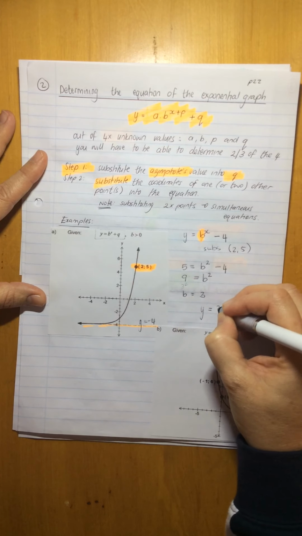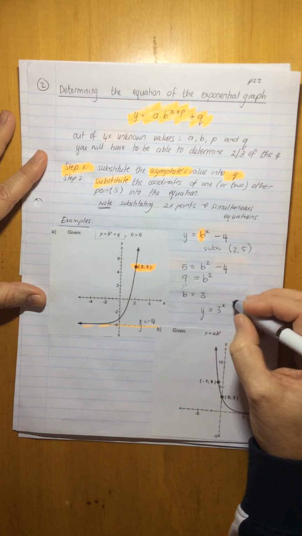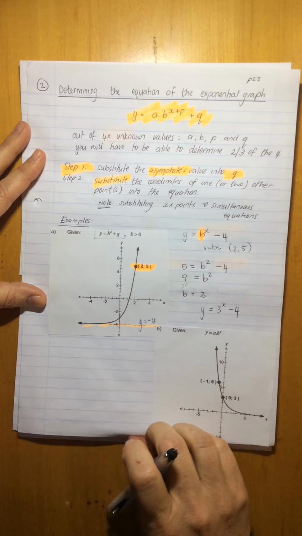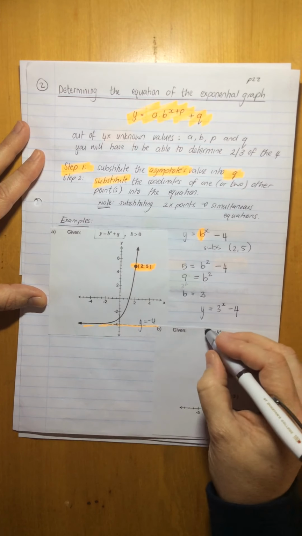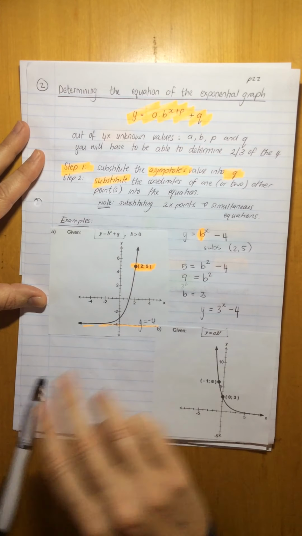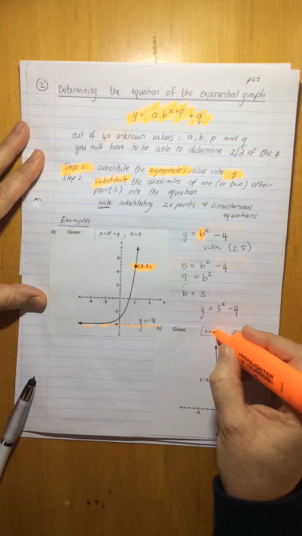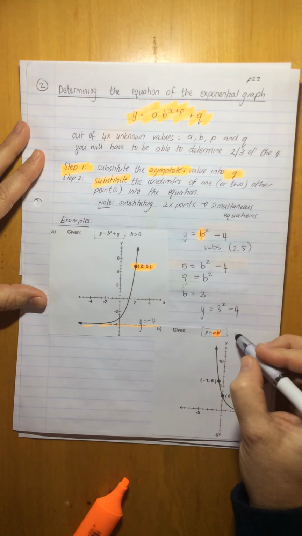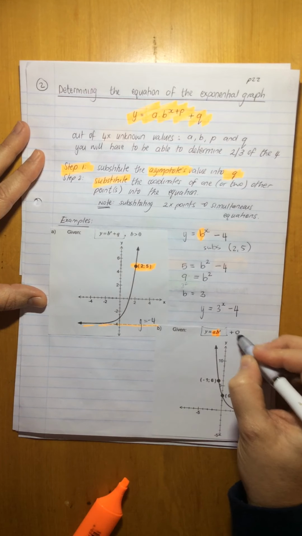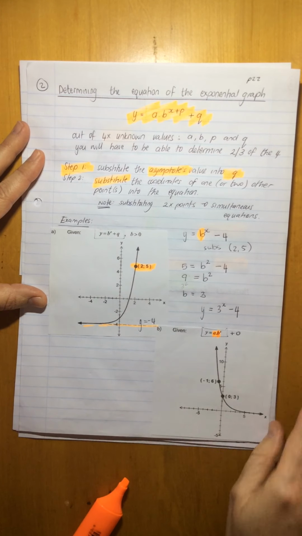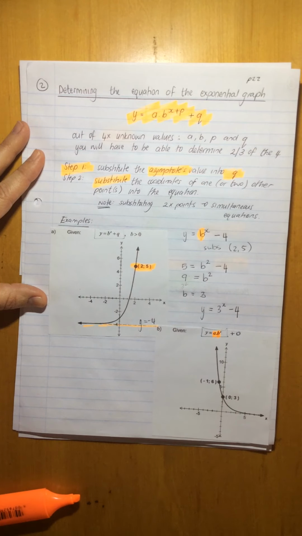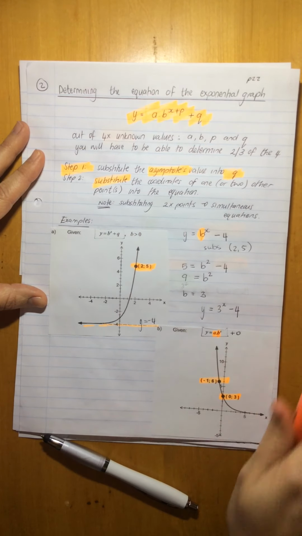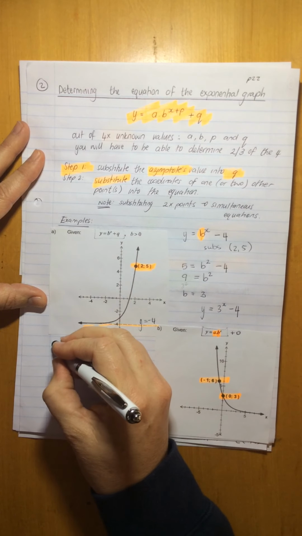So the equation for this function is y equals 3 to the power of x minus 4. Very straightforward and easy. If I look at the next one, I have an a and a b. They already know that my y asymptote is 0. Okay, so that's not of any importance. But I have two variables, which means I will have to substitute both points.